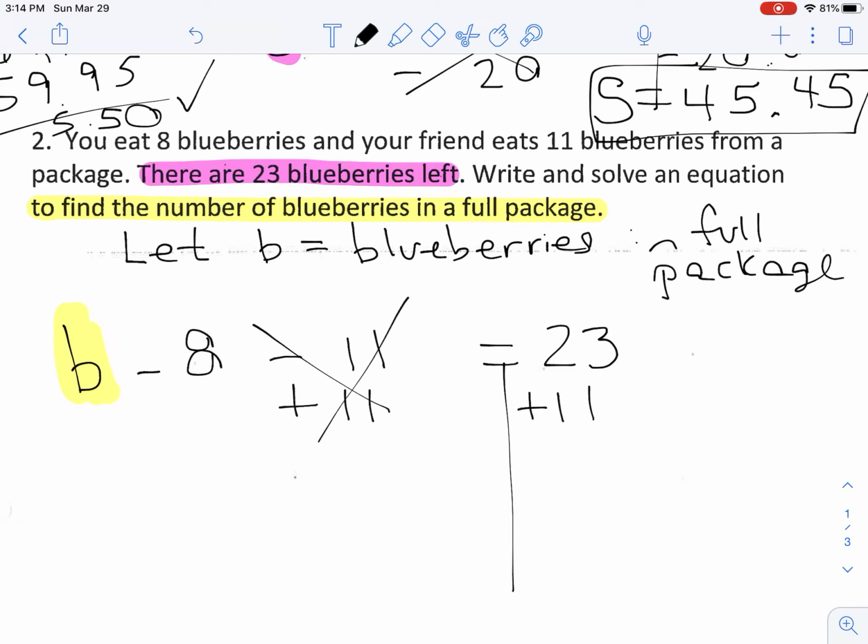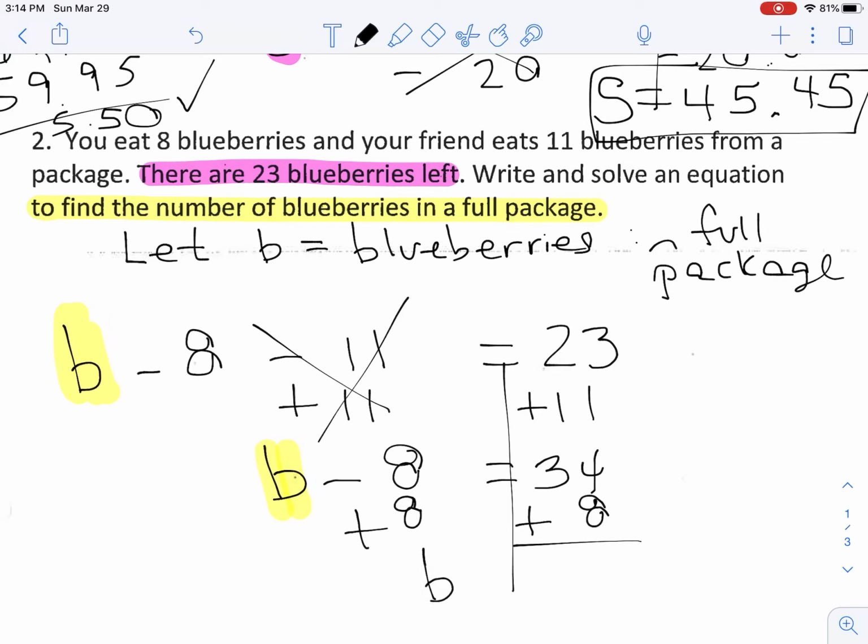My -11 and +11 cancel. So now b minus 8 equals 34. We still have not solved for b because I still have a -8 with the b. The opposite of -8 is +8. So I'm going to add 8 to both sides. b equals 42. Now, let's check that and see if that's true.